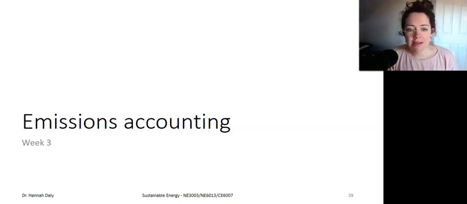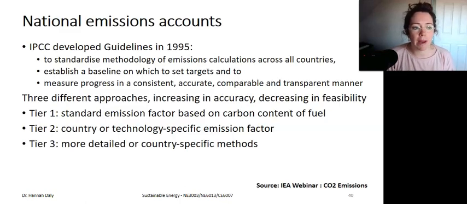In this fourth and last lecture on climate change, in the third week of our module on sustainable energy, we talk about emissions accounting and how we compare emissions from different countries and different sources, and specifically what emissions intensity means. The Intergovernmental Panel on Climate Change, the IPCC, developed guidelines in 1995, which were revised once or twice since then, to calculate national emissions accounts.